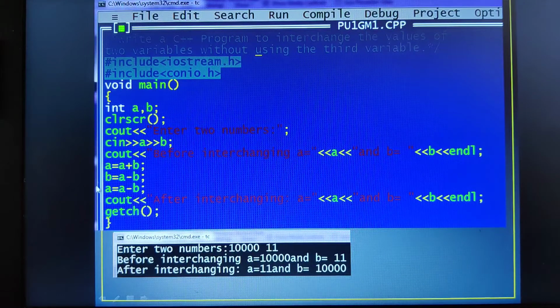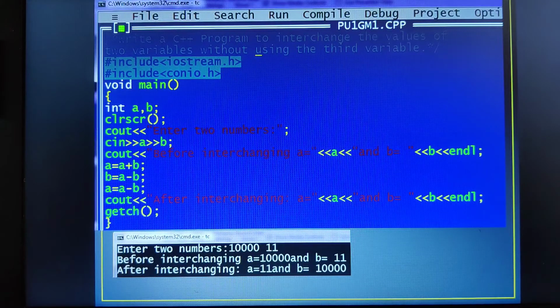So you just need to remember this particular logic and how to write the program. These programs are very important from your examination point of view. The programs wherein the input output operators are included, all the programs are important from your exam point of view.